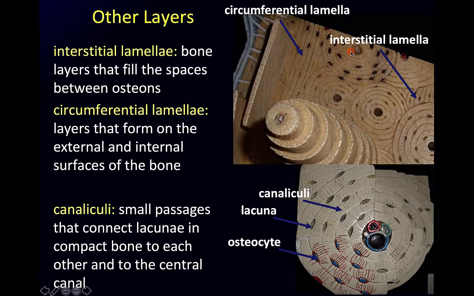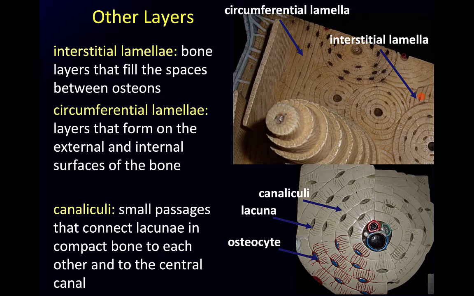Now, of course, we see osteons throughout the majority of this bone, but because these are circular structures, they don't necessarily tightly pack against each other. And the interstitial lamellae, meaning the between-space layers, are the ones that grow in the spaces between osteons. So we can see those relatively clearly.